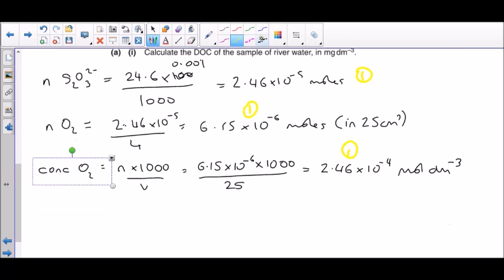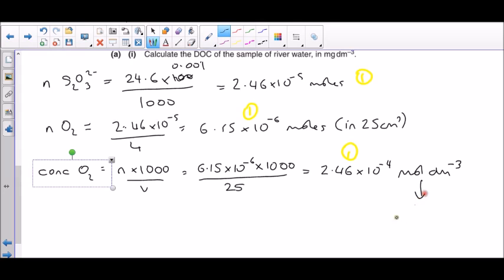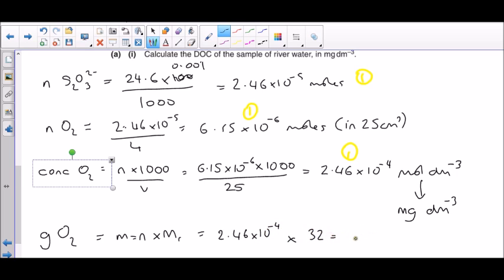That's mark number 3. Now the next step, we don't want it in moles per decimetre cubed, we want it in milligrams per decimetre cubed. Okay, so essentially you can ignore the decimetre cubed because that's staying there, so we're going from moles into milligrams. So the first thing we're going to need to do is go into grams. So grams of oxygen in 1 decimetre cubed, so we're going to do m equals n times Mr. So we've got 2.46 times 10 to the minus 4 times the Mr of O2, which is 32, and that gives us 0.00787 grams per decimetre cubed.